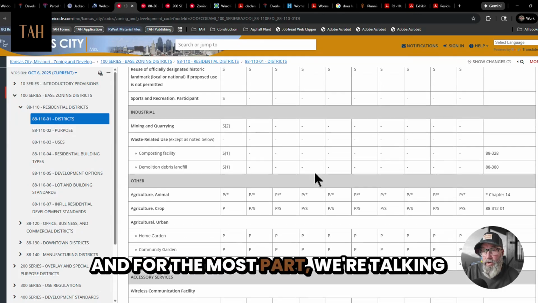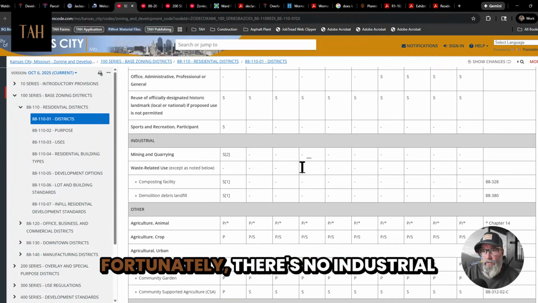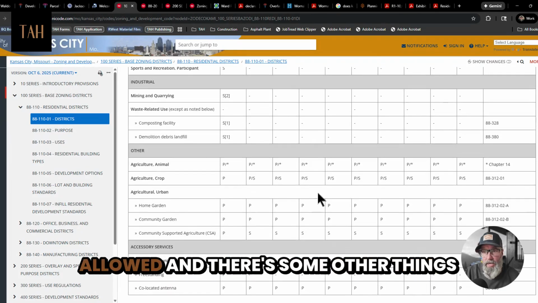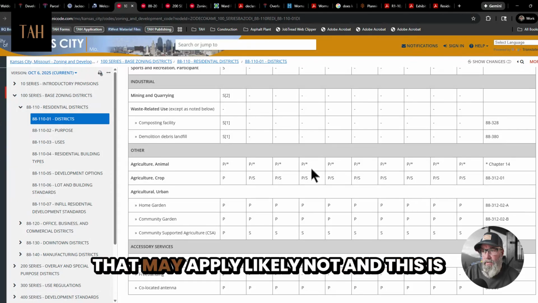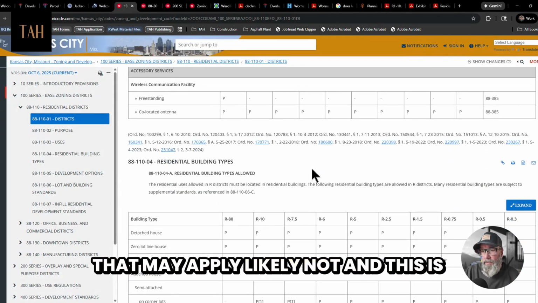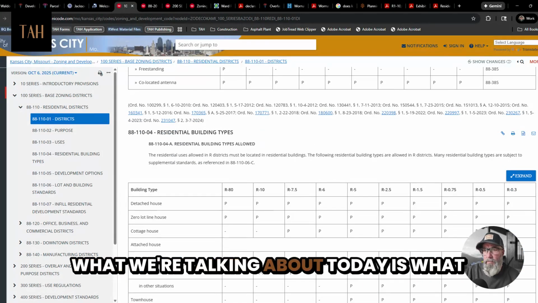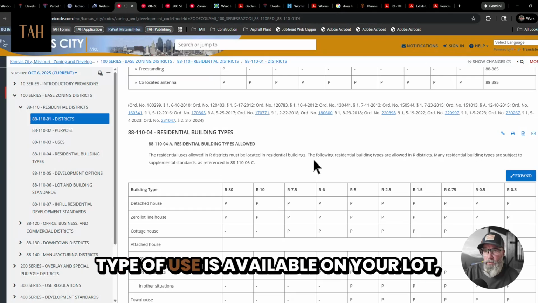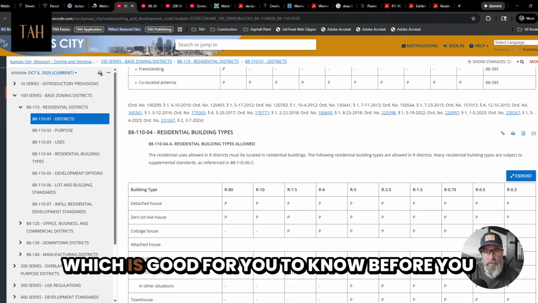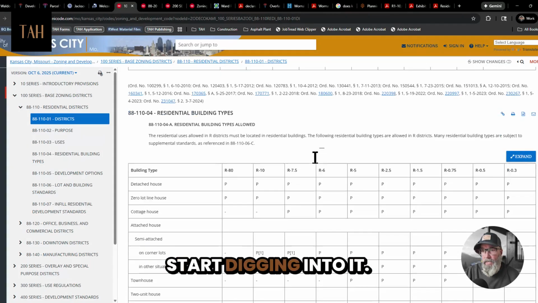And for the most part, we're talking about the residential. Fortunately, there's no industrial allowed. And there's some other things that may apply, likely not. And this is what we're talking about today, is what type of use is available on your lot, which is good for you to know before you start digging into it.